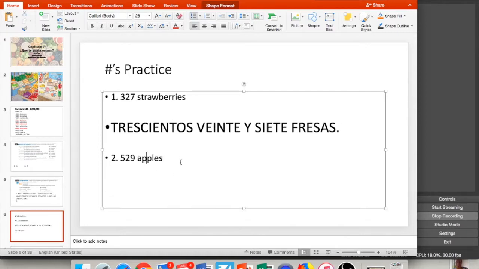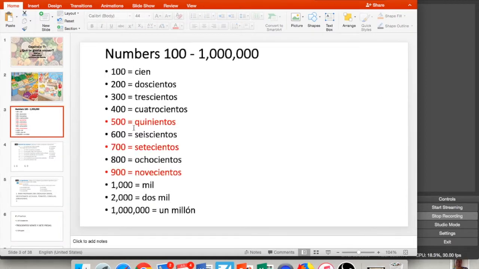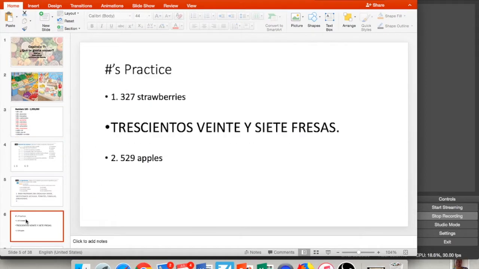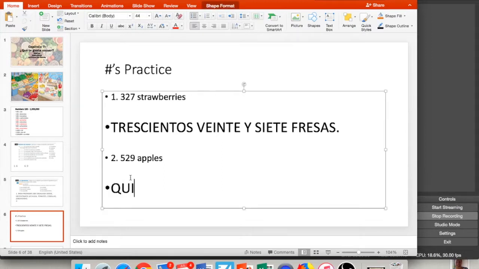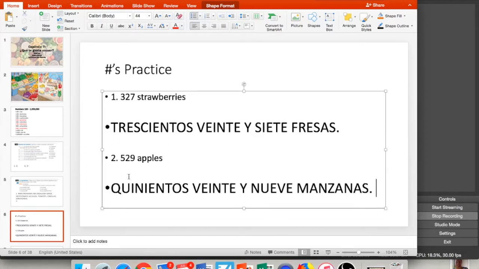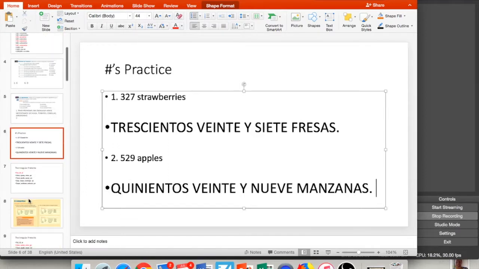Okay, now we're talking about 529 apples. 500, you may recall, is not 500. 500 is 500. So here we have 529 manzanas. So spend some time practicing with those numbers.